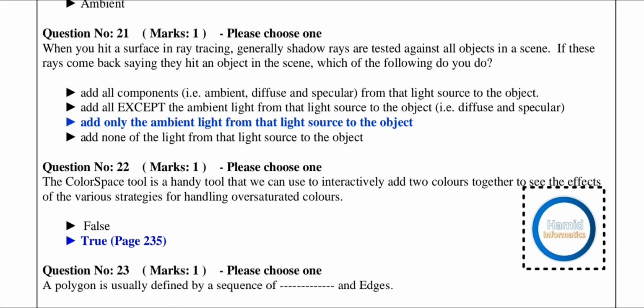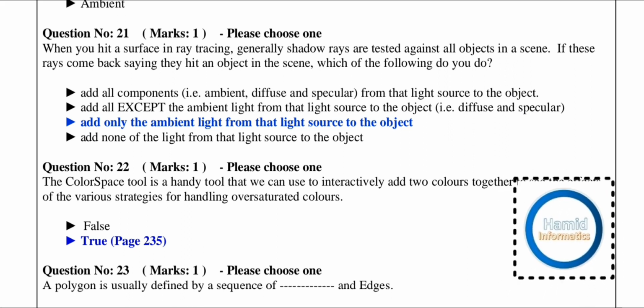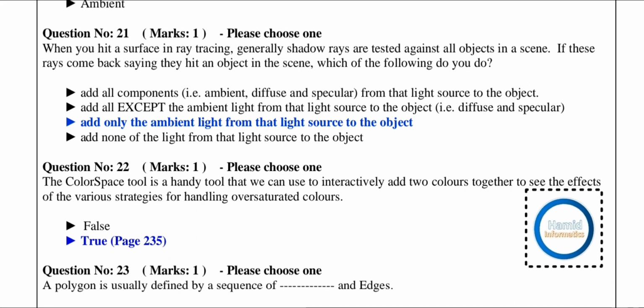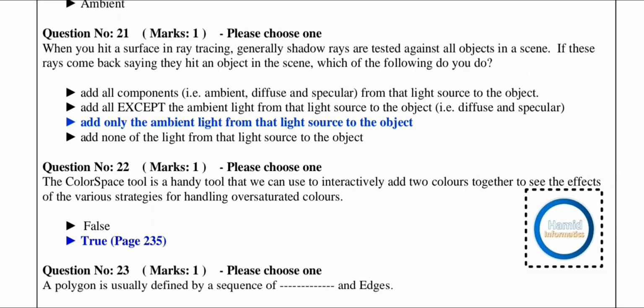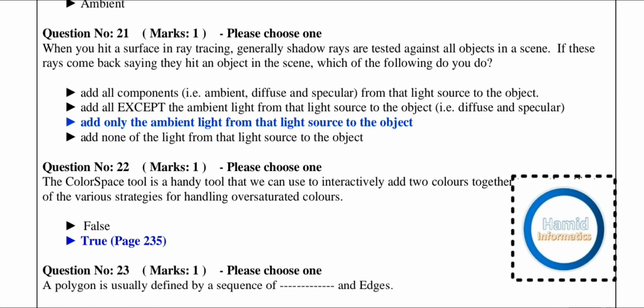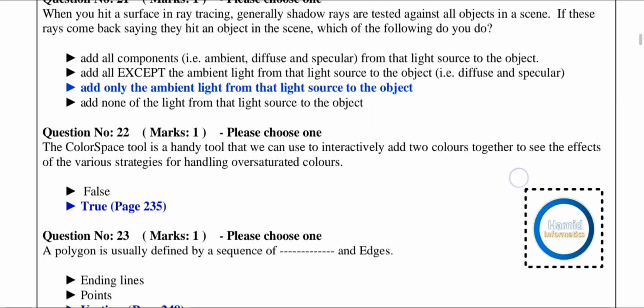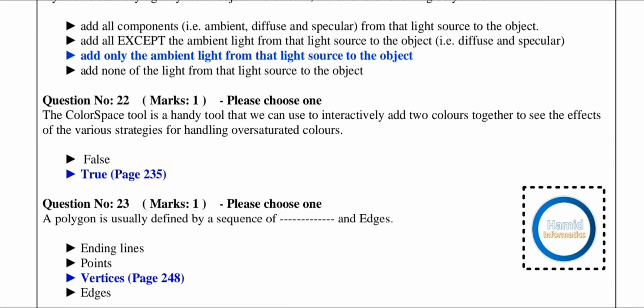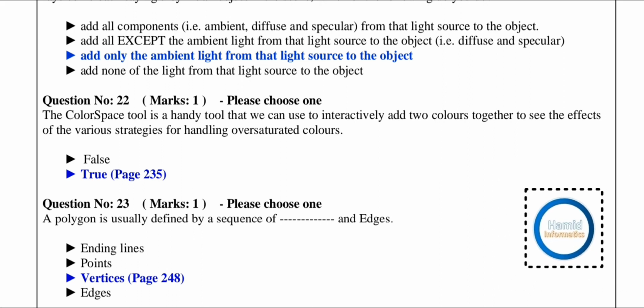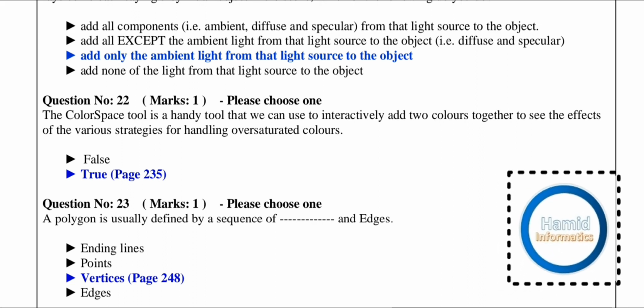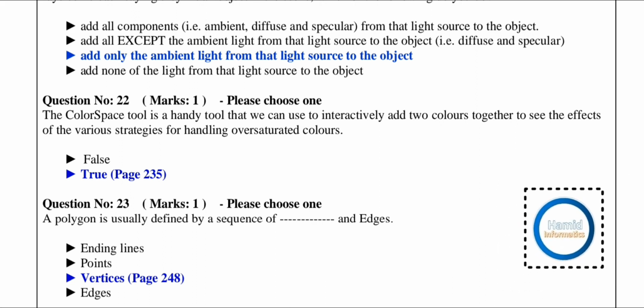When you hit a surface in ray tracing, generally shadow rays are tested against all objects in a scene. If these rays come back saying they hit an object in the scene, which of the following do you do? Add only the ambient light from the light source of the object. The color space tool is a handy tool that we can use to interactively add two colors together to see the effects of the various strategies for handling oversaturated colors. True.